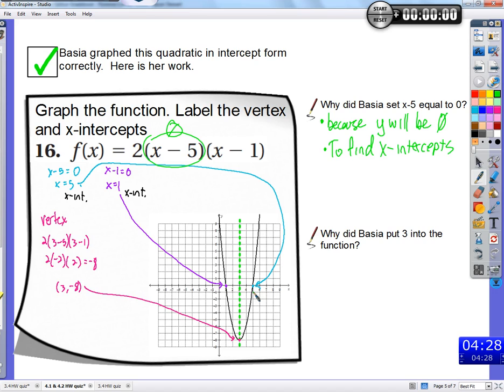Why did she do that? Dakota? Because that was the line of symmetry. Okay, so because x equals 3 is the axis of symmetry. Okay, how'd she know that? Because it's in between both of the points.